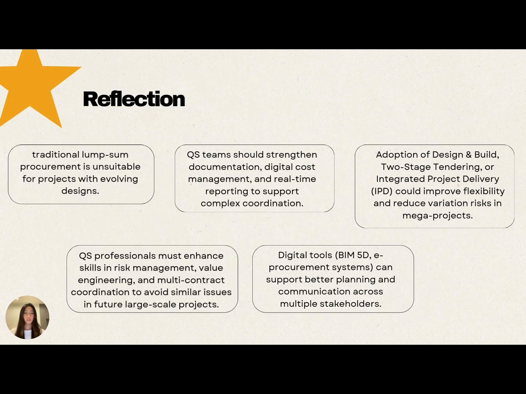Next, these are the reflections. Traditional lump sum procurement is unsuitable for projects with evolving designs. The QS team should strengthen documentation, digital cost management, and real-time reporting to support the complex coordination. Besides, adoption of design and build, two-stage tendering, or IPD, integrated project delivery, can improve flexibility and reduce the variation risk in mega projects like KLIA Terminal 2.